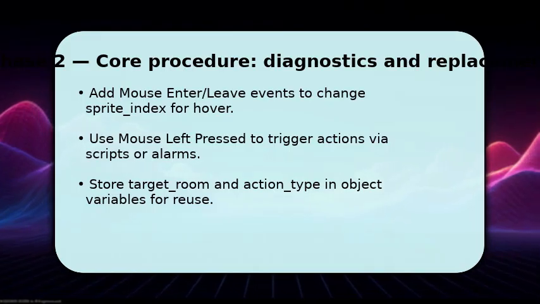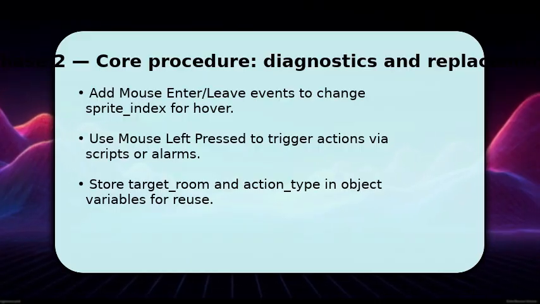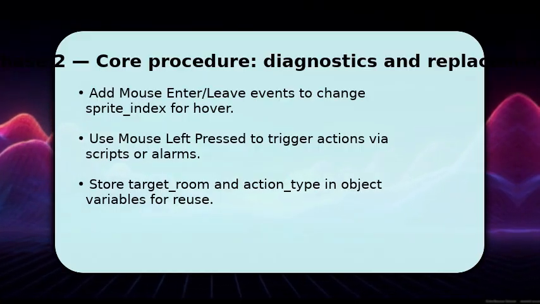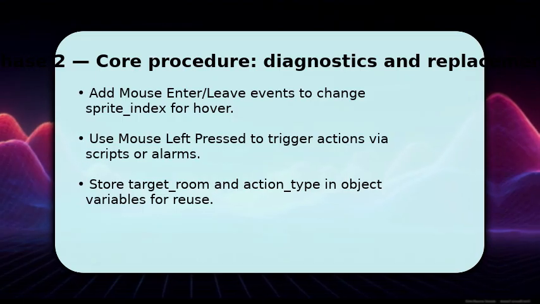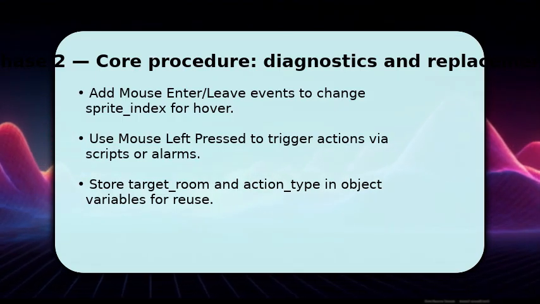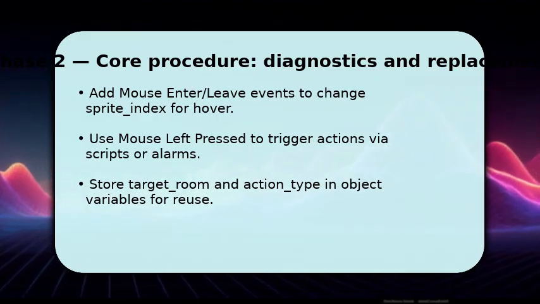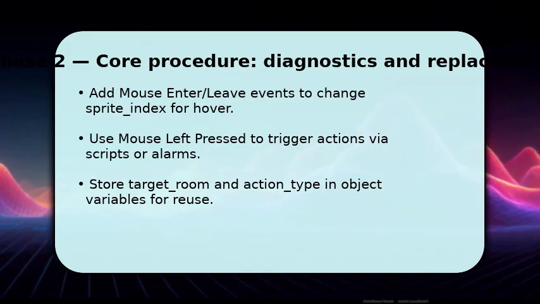In each button object, add mouse enter and mouse leave to change sprite index, giving immediate feedback. Then add mouse left press to run a script that checks action type and either room goes to a target room, or opens a submenu. Use object variables like target room and action type to avoid hardcoding.